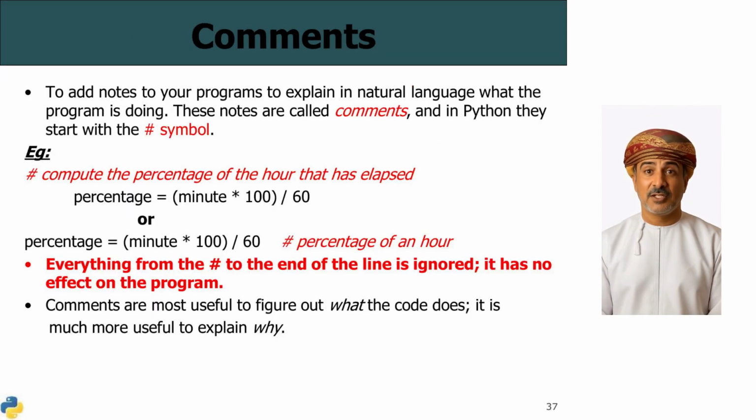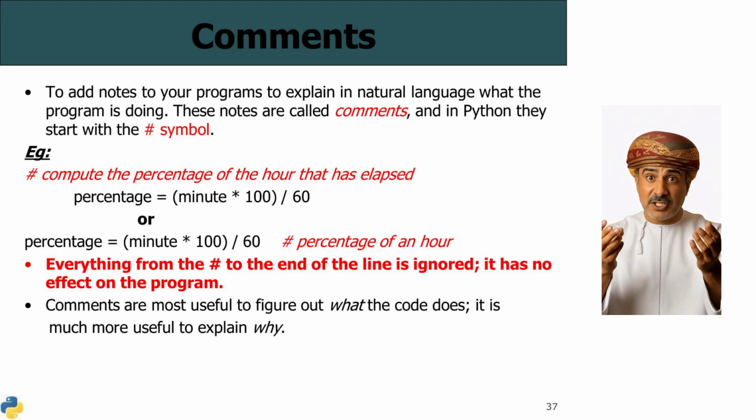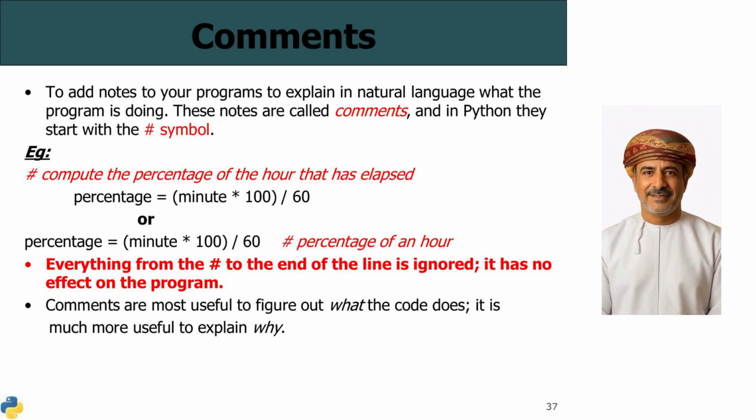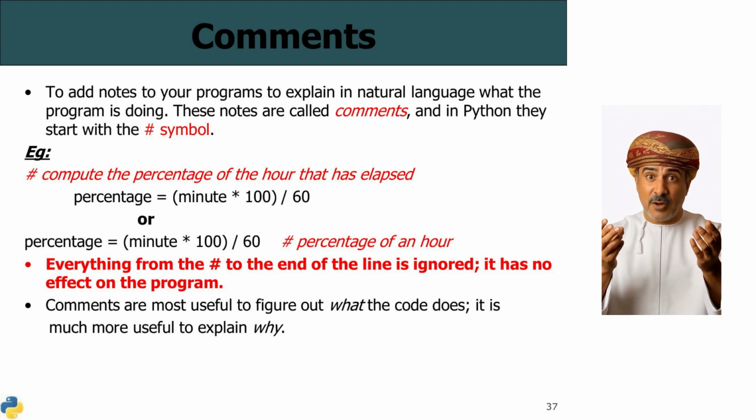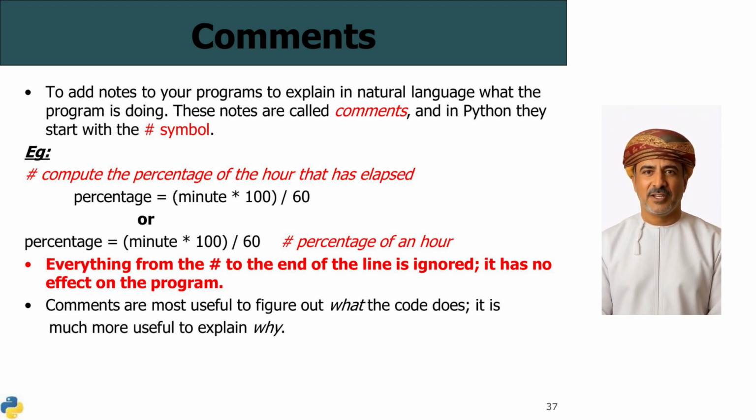Comments in Python, starting with the number sign symbol, are crucial for explaining code functionality. They clarify what the code does and, more importantly, why it does it. For instance, "# compute the percentage of the hour that has elapsed" helps others understand the purpose of the calculation. Comments are ignored by the interpreter.